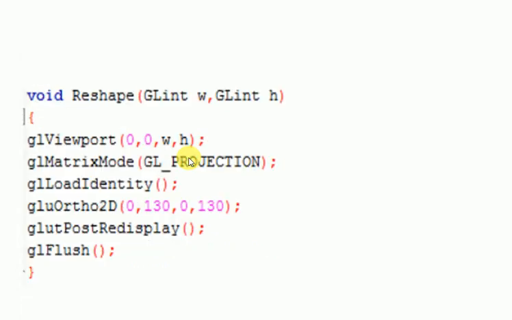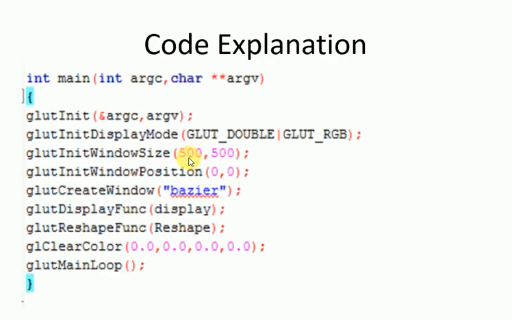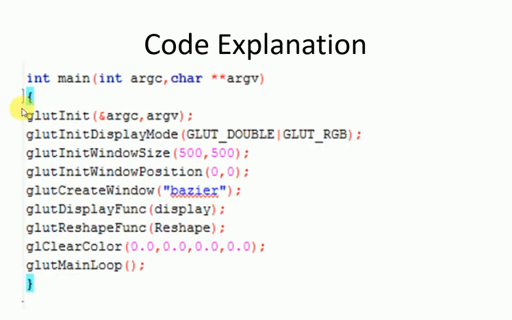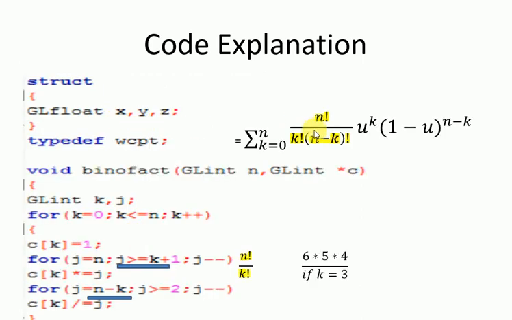Now we'll see the main part, the code explanation. So this is the main part. We initialize the graphics utility toolkit. We initialize the display mode as discussed in the previous classes. Initialize the size of the window, initialize the position, and we call the display function. And the next part is the formula we have seen for the Bezier curve.